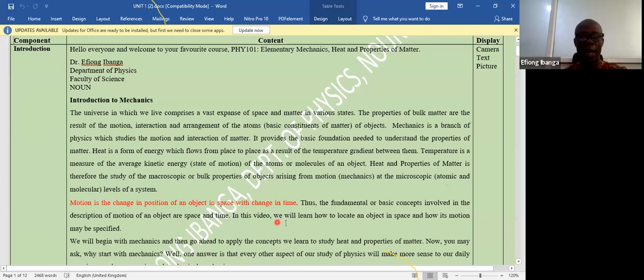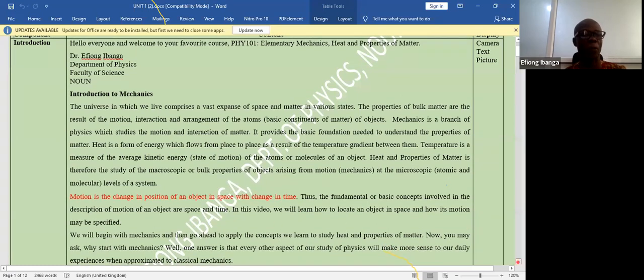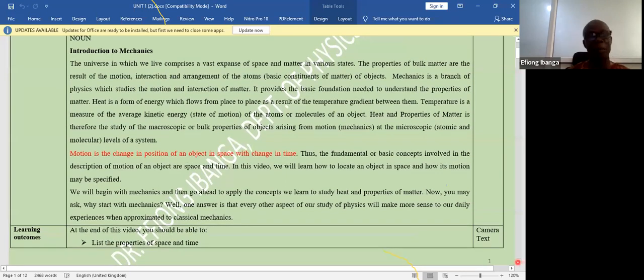So in this class, we will learn how to locate an object in space and how its motion may be specified. Okay, so in other words, the topic that we have to discuss here is simply space and time, or if it's labelled that way in your course material, it should be space and time. That's the course material that you have online there. That is the mechanics part, the elementary mechanics part. Okay, now, so we will begin with mechanics and then go on to look at the concepts. We apply the concepts we learned to properties of matter.